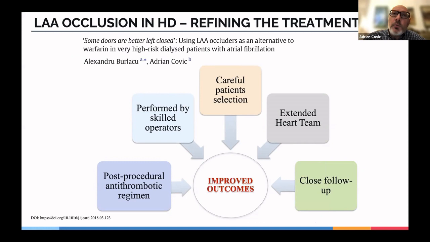Immediately after that paper, I went to my colleague, the head of the interventional department in the Regional Institute of Cardiology, Dr. Burlacu, and asked for his opinion. His answer was a little bit more muted, because indeed this is a solution, but it has to be performed by skilled operators. We have to look at the patient selection. You really need an extended heart renal team with close follow-up. And there is a lot to be discussed about the post-procedural antithrombotic regimen. I think this last point is very important, because it leads to my last point.